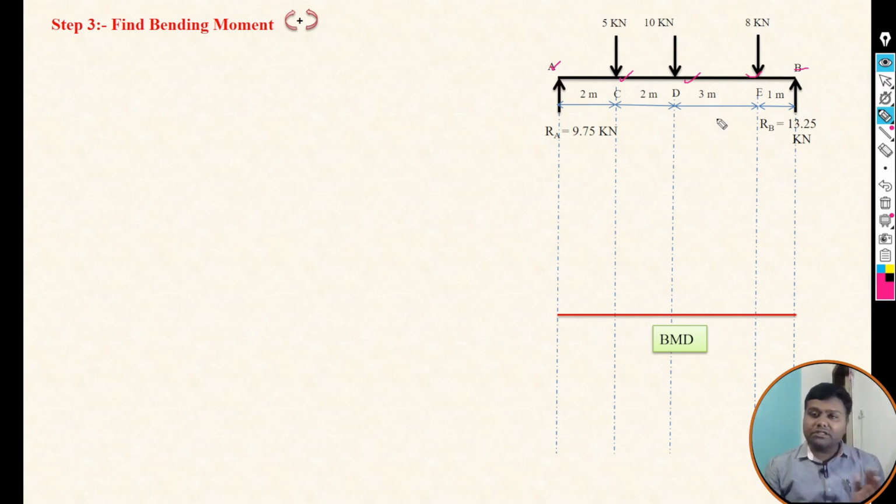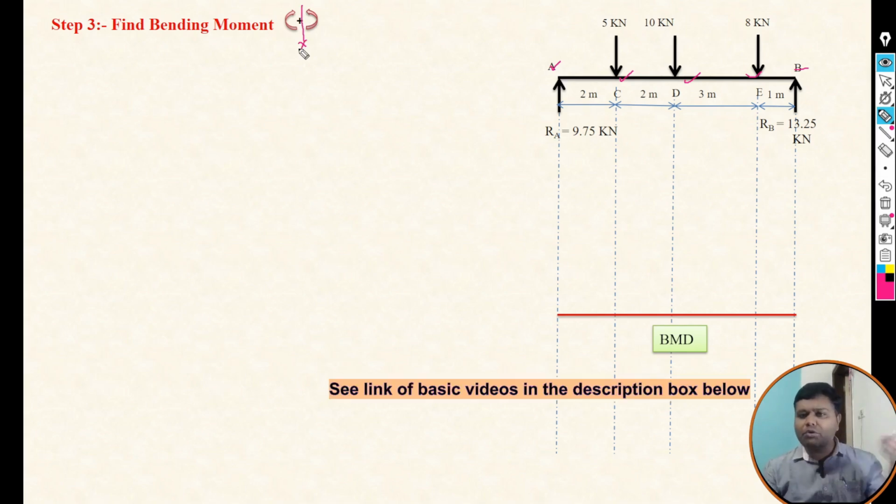No need to consider left and right. But before that, again the most important thing is the sign convention, and we are going to consider sign conventions. How we are considering the sign conventions, we have already explained. Just go to my previous video, you can find the link of that previous video in my description box. Just go through that and see how I have considered that sign convention.